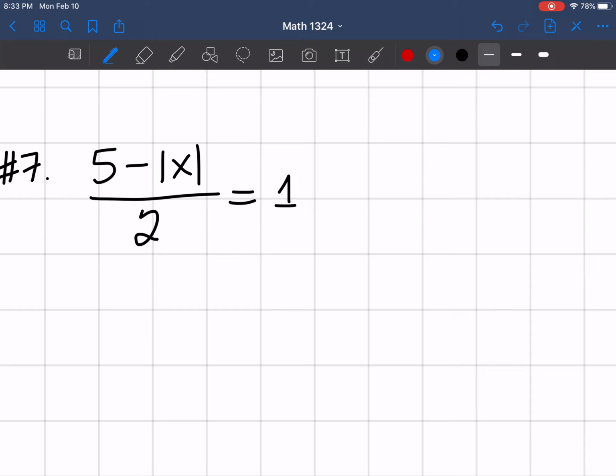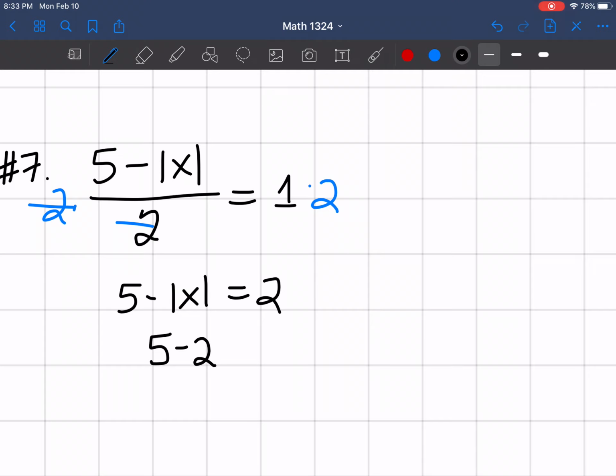So we begin with, as you can see here, a divide by 2 on the left-hand side, so we multiply by 2 on both sides so that you can get rid of that denominator. And you end up getting 5 minus absolute value of x equals 2. And then isolating the absolute value of x, we have 5 minus 2 is equal to the absolute value of x, so 3 equals the absolute value of x.